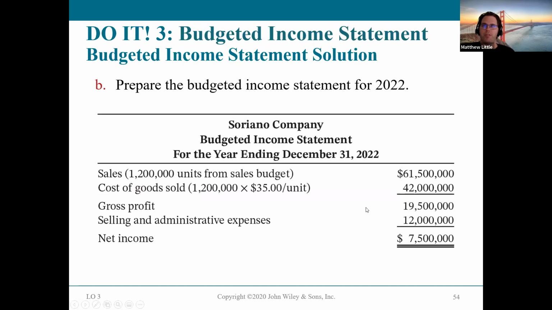So the budgeted income statement for this organization, Soriano, would start with the 61,000,005, which is from our sales budget earlier. Our cost of goods sold would be the 1.2 million times the $35 per unit. Our gross profit. Then we have our selling and admin, which we're told is 12 million. So our net income before income taxes, I suppose, is $7.5 million.